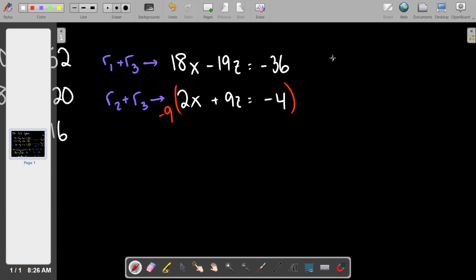And so I'm going to reconstruct. I'm going to take this equation, the unchanged top equation, and go off to the side like this. And then I'm going to rebuild now equation number 2. What do we get? How many X's? Negative 18 X's. How many Y's or Z's, excuse me? Negative 81 of those Z's. And multiply the constants. Negative 9 times negative 4.